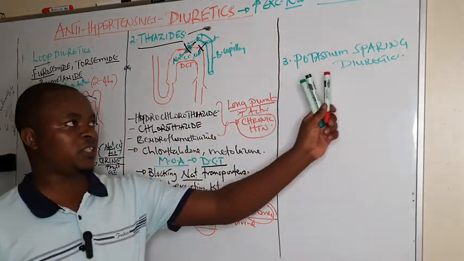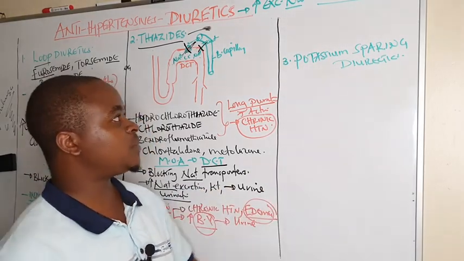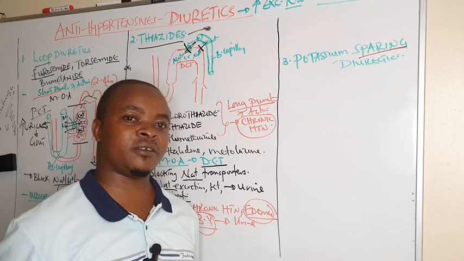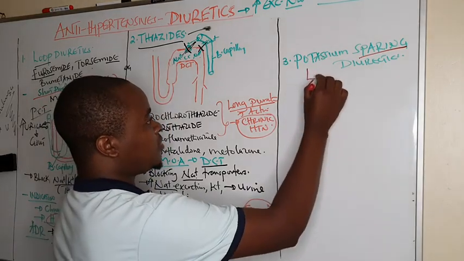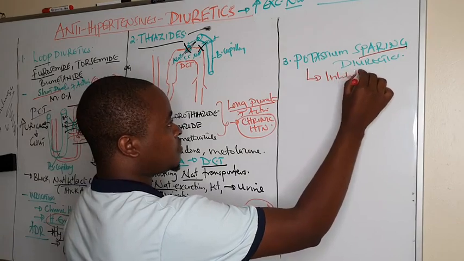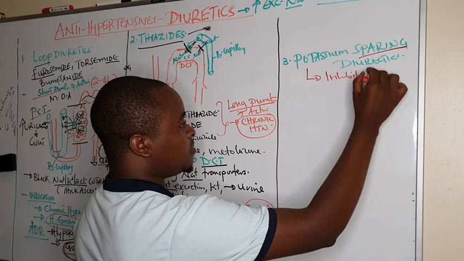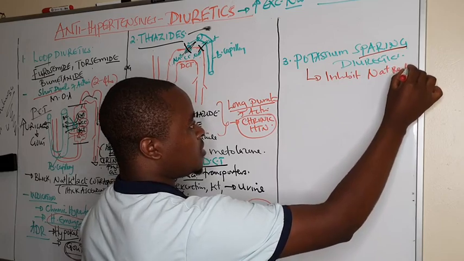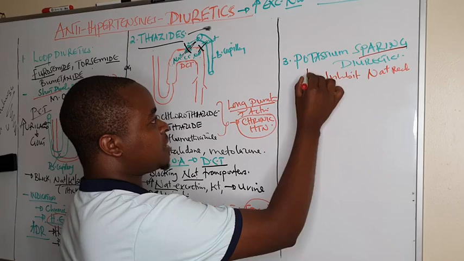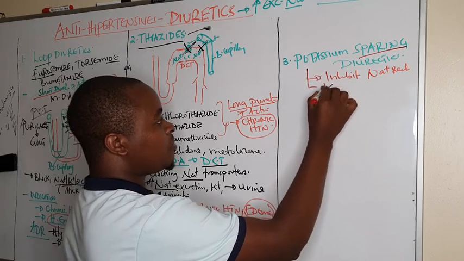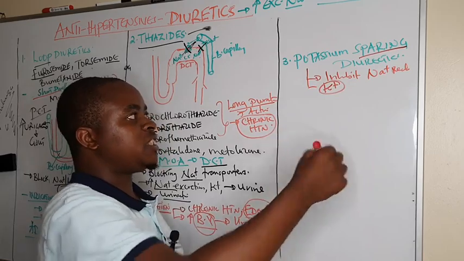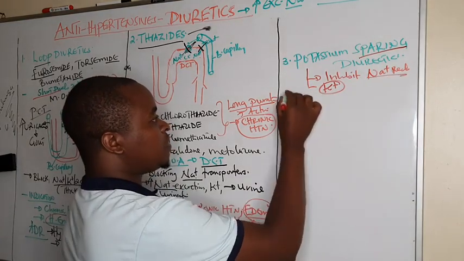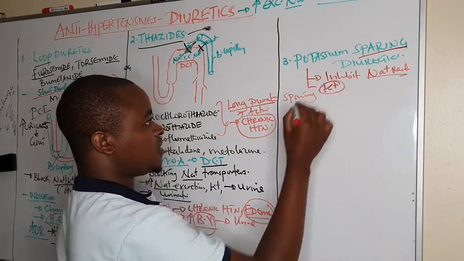Then lastly, we have the potassium-sparing diuretics. And these potassium-sparing diuretics, the name itself is saying potassium-sparing. So meaning these guys, they inhibit reabsorption of sodium, but at the same time they spare, or they don't tamper with the potassium. So the potassium can continue to be absorbed. So they inhibit sodium, sparing potassium. That is what its name suggests.